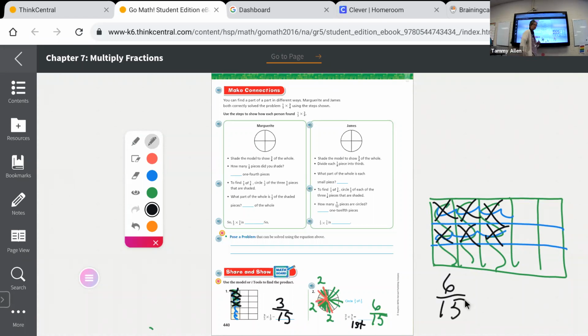Isn't that much easier to see than this circle? Why I don't like circles. You guys can't see it very easily. Okay? Now, how many of you see this is not in lowest terms? What can we divide those 6 and 15 by, Jonathan? Yeah, the common factor is 3. What is our lowest terms here? 2/5.